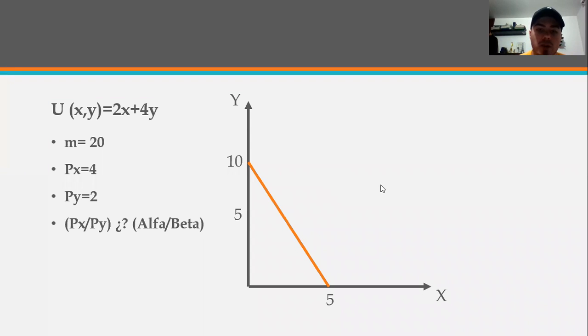For the letter X, we have to take the income, 20, and divide it by the price of X. So 20 divided by 4 gives us 5. And then you do the same with Y, and then you have this budget line that you see in orange in the graph.